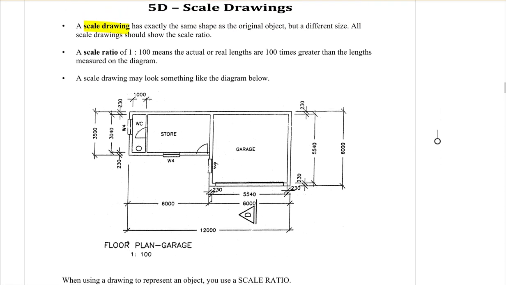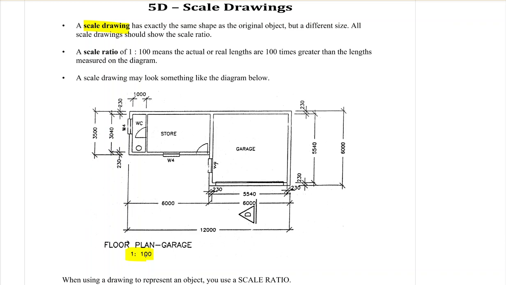So you can see an example of a scale drawing here, one that you probably have seen before, a house plan or maybe a garage plan. Obviously that drawing that the builders use to make the house is not the actual size, it's a scale drawing of what the real size is going to be. And you can see down the bottom here, there is a ratio, 1 to 100, which means the first number represents the measurement on the plan and the second number represents the real life measurement.